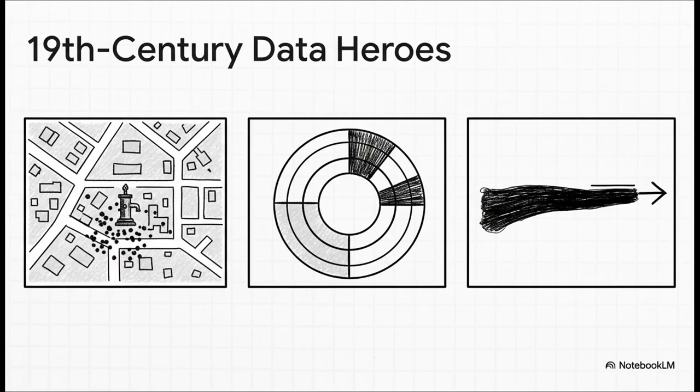You have John Snow, who used a simple dot map to fact-check the popular theory about how cholera spread. In the process, he stopped a deadly outbreak in London. Then there's Florence Nightingale, who used her stunning rose diagram to show Parliament that way more soldiers were dying from disease in hospitals than on the battlefield. And then there's Charles Minard, who created a graphic so brilliant, people still study it today.